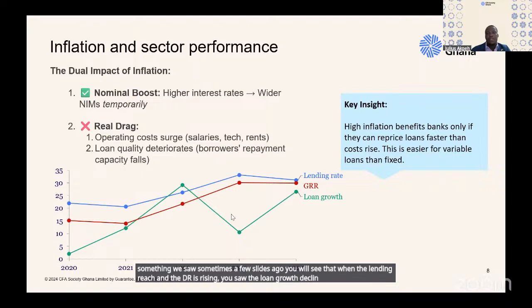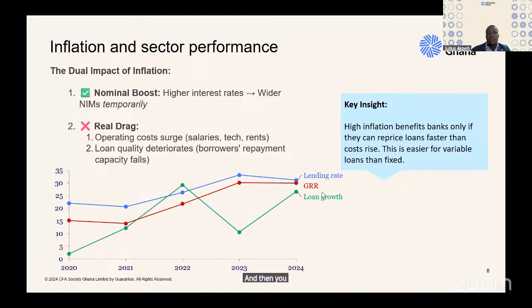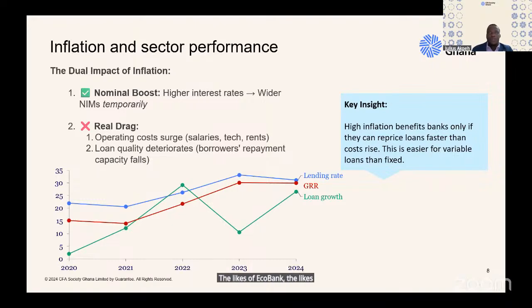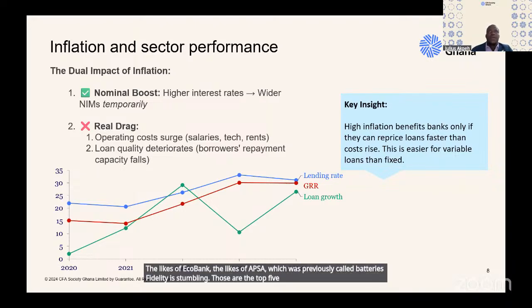You can see the same thing here. In 2023, the interest rate started dropping, and then you start seeing the loan growth increasing. In 2023, we experienced a growth in loans for the top 5 banks. And again, the top 5 banks, I mean, the Ghana Commercial Bank, the likes of Ecobank, the likes of ABSA, which was previously called Barclays, Fidelity, and Stanbic. Those are the top 5 banks by total assets and customer deposit.